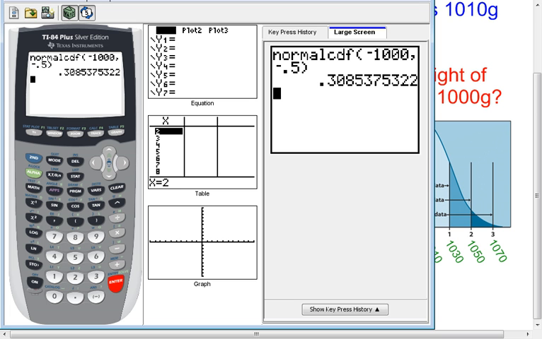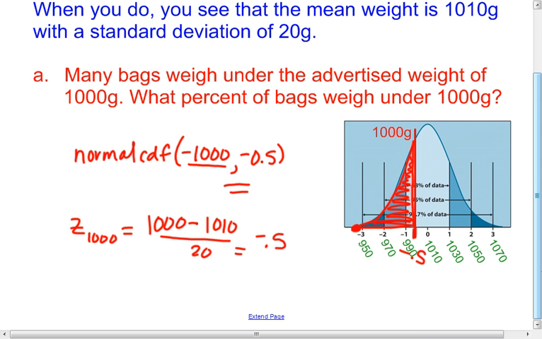And what my calculator spits out is 0.3085, about. Again, round to 2 decimal places. It'll spit it out as a decimal, but your answer should be as a percent. So you should get 30.85% of the bags. So that's a lot of bags that are weighing less than 1,000 grams, and that's sort of cheating your customers. Okay, so moving on.